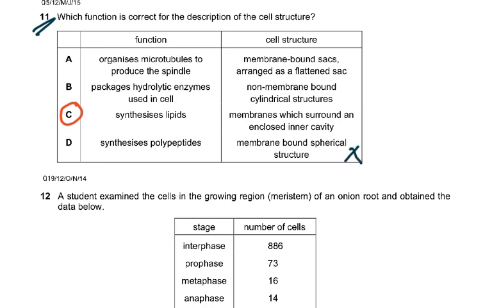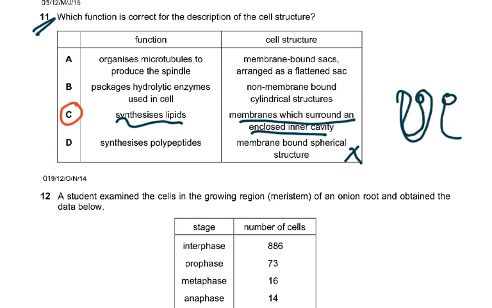That would be wrong. Synthesize lipids, membranes which surround an enclosed inner cavity. Membranes which enclose an inner cavity. So this is the SER. So synthesized lipid was correct. This was wrong because membrane-bound ribosomes are not membrane bound. Hydrolytic enzyme, non-membrane bound cylindrical structure, that's centrioles, no, that was wrong. Organized microtubule centriole, membrane-bound sacs, no, centrioles are not membrane bound.